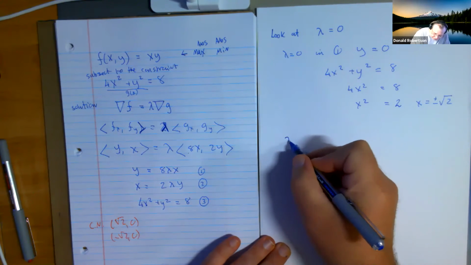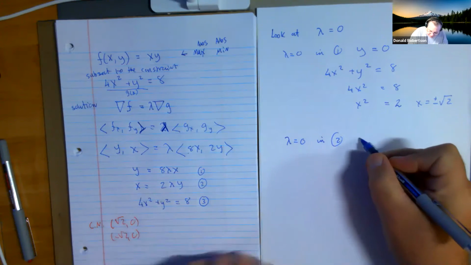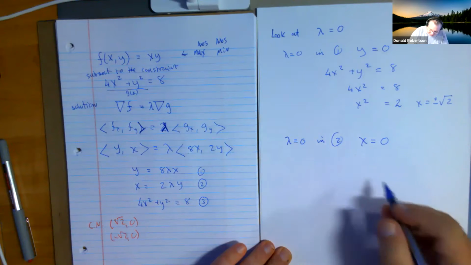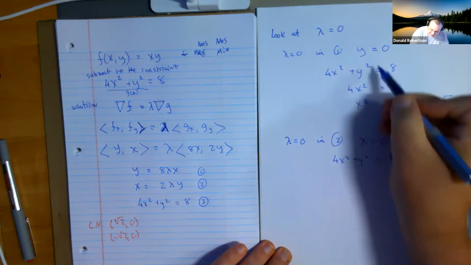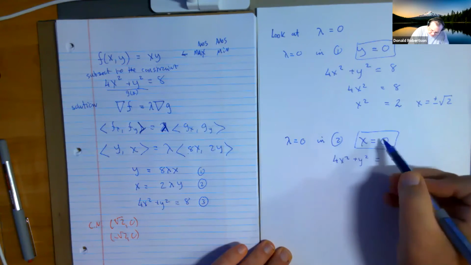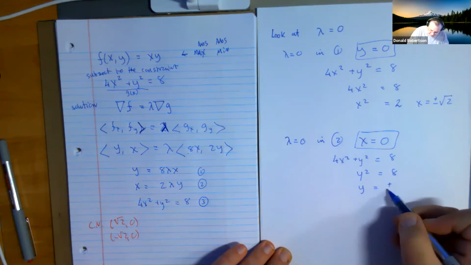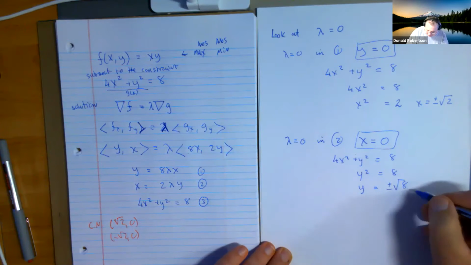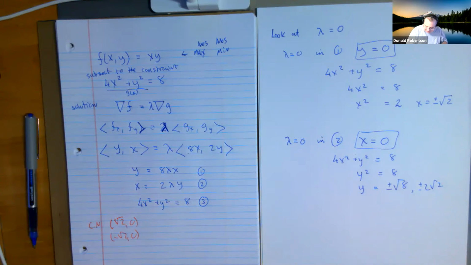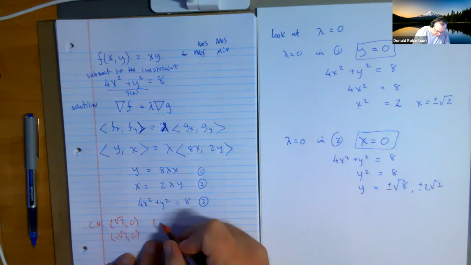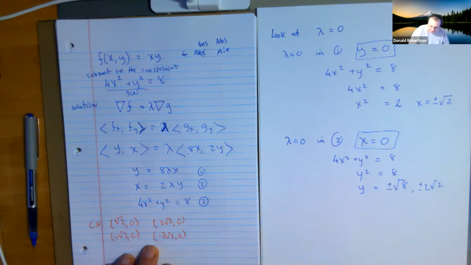If you make lambda equals 0 and you put it into equation 2, then you get x equals 0. And then if you plug that into the constraint, you'll be able to find out what the y values have to be when x is 0. In this case, y squared has to be 8. So that generates a plus or minus root 8, which I could simplify to 2 root 2. Which means I now have 2 more points in my hit list: 0, 2 root 2, and 0, negative 2 root 2.